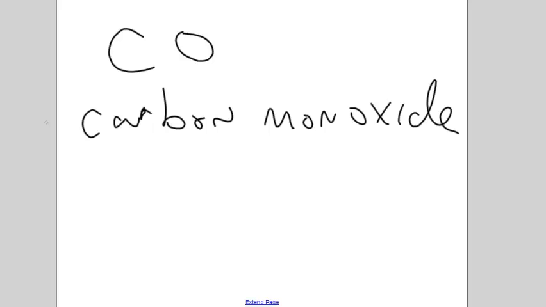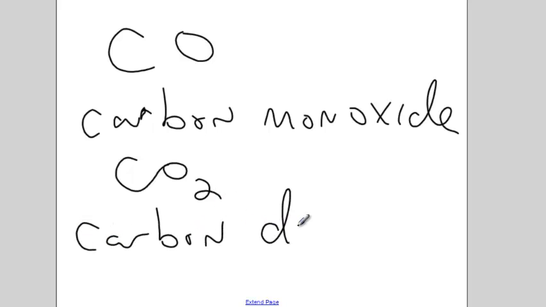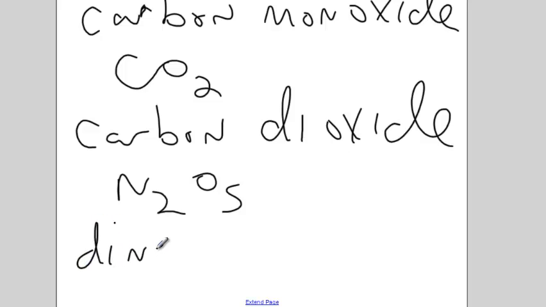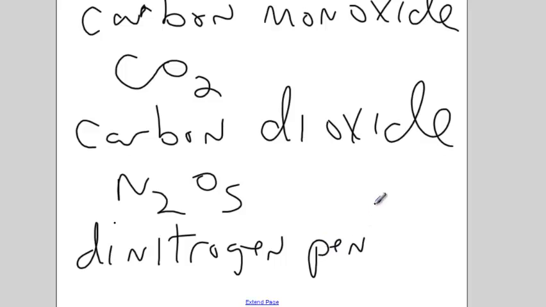Carbon monoxide. CO2, carbon dioxide. N2O5, dinitrogen pentoxide. That's it, really. Simple rules.